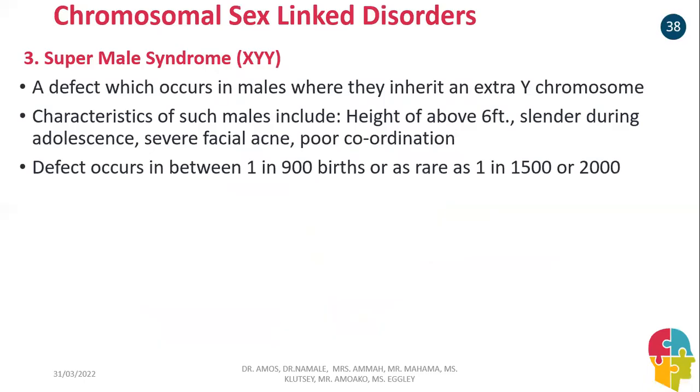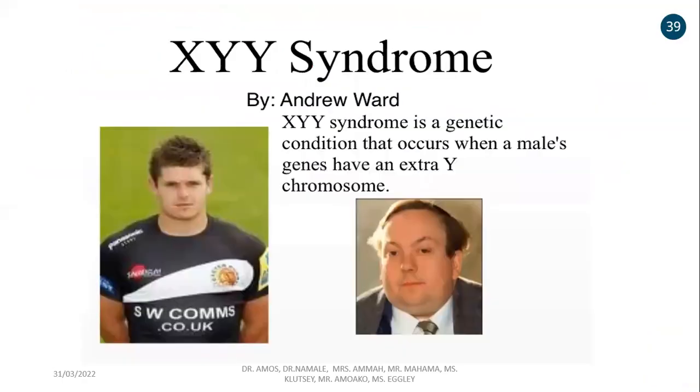Then we have the super male syndrome. In the super male syndrome, these people have XYY instead of XY, so they have more masculine features. For example, and this happens to males, their height is above 6 feet. They have a slender body during adolescence. They might have severe facial acne and poor coordination. And it occurs in 1 out of 900 live births.